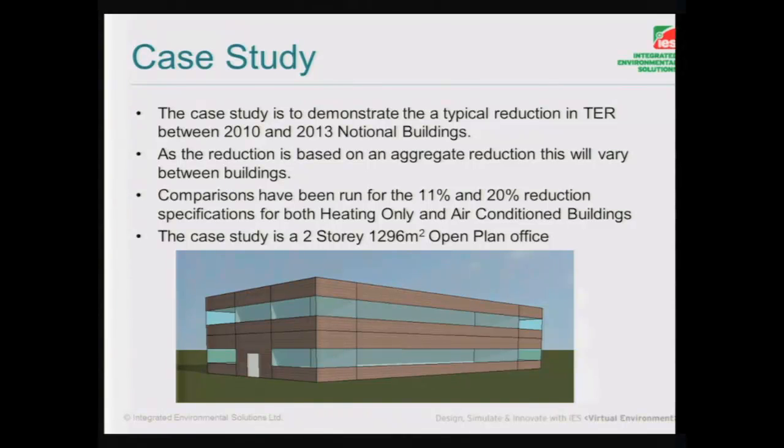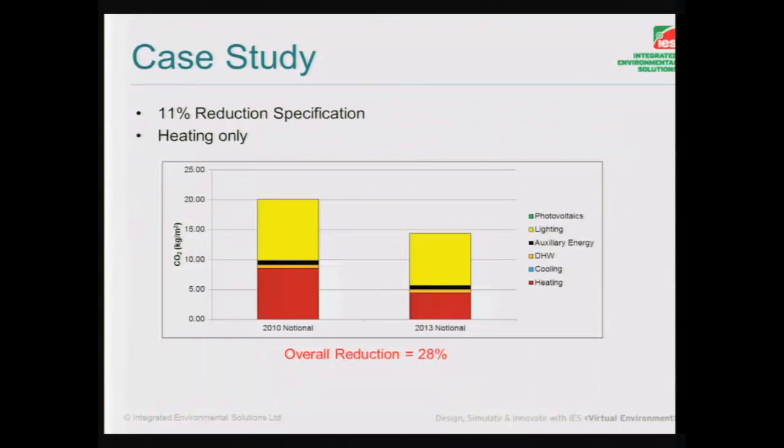I used this model because it was deliberately set up to match the 2010 notional building. So the results for our building emission rate exactly matched our target emission rate. What I was able to do here was just change my actual building to then match the specification for 2013. So I could then say, well, for the same building, what sort of reduction in target emission rate are we seeing?